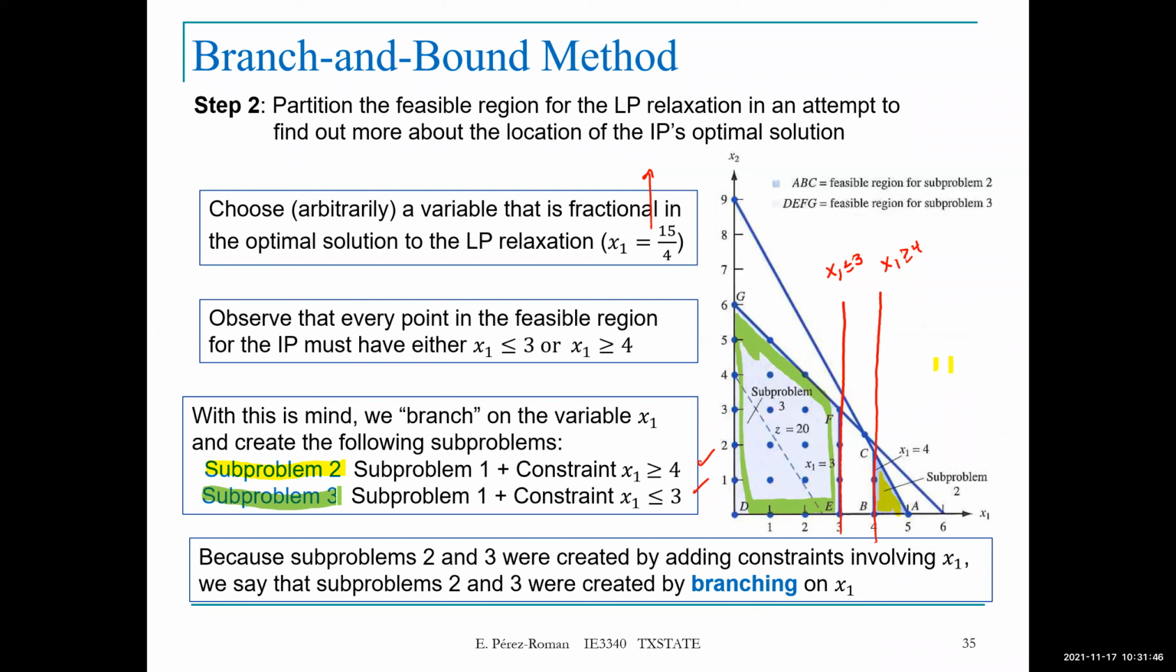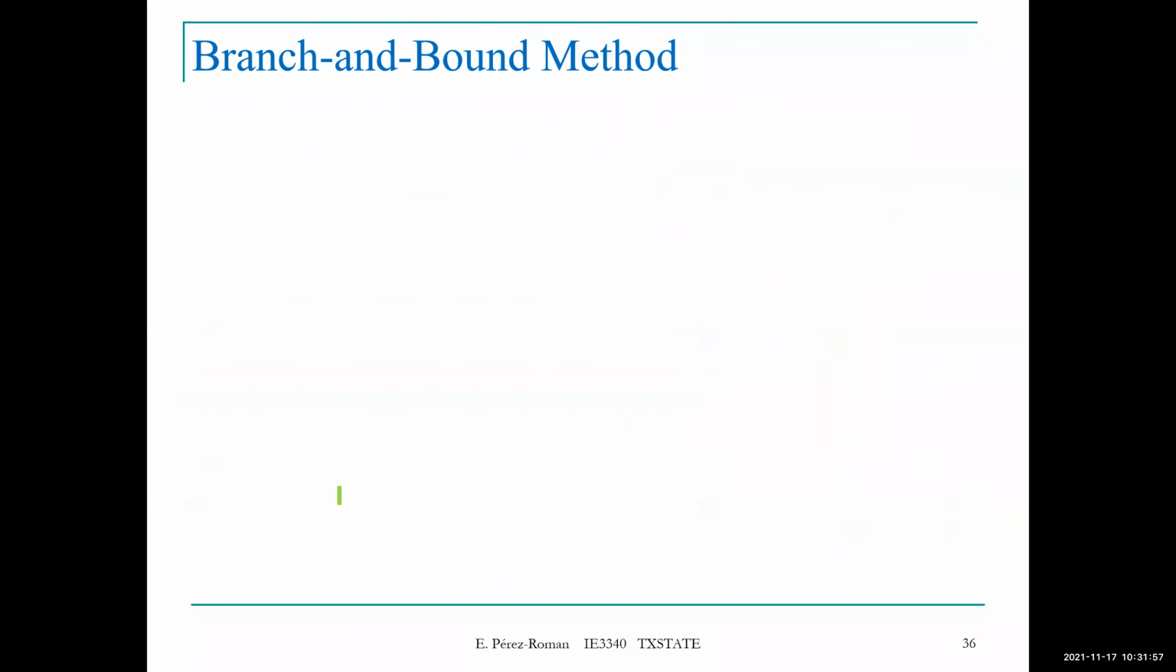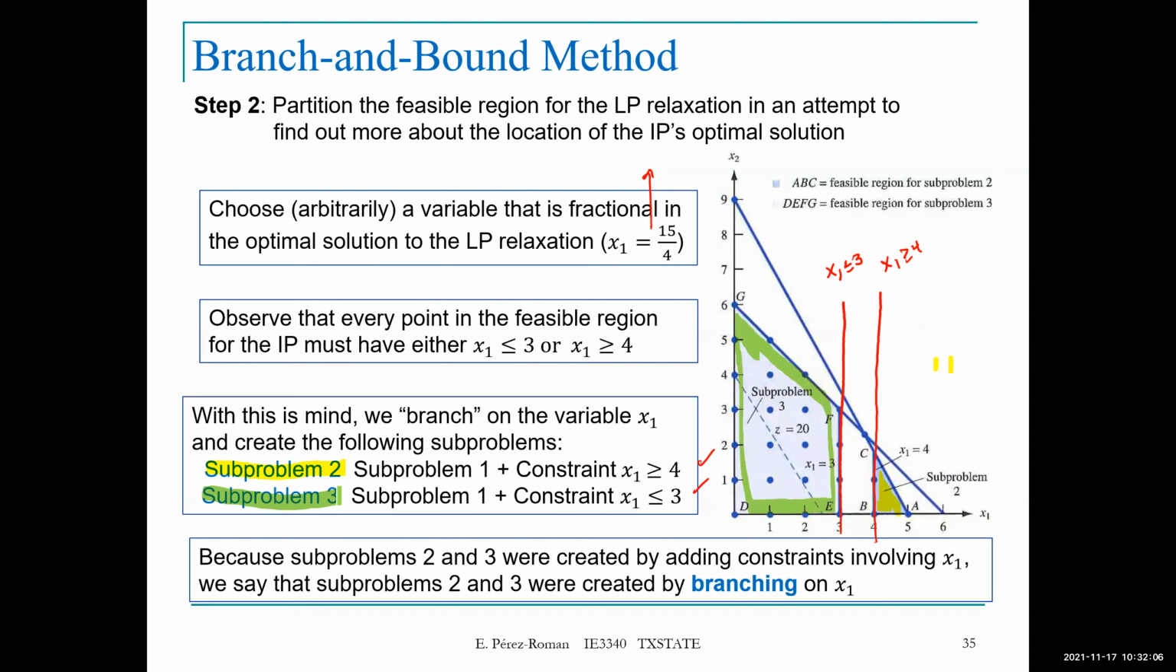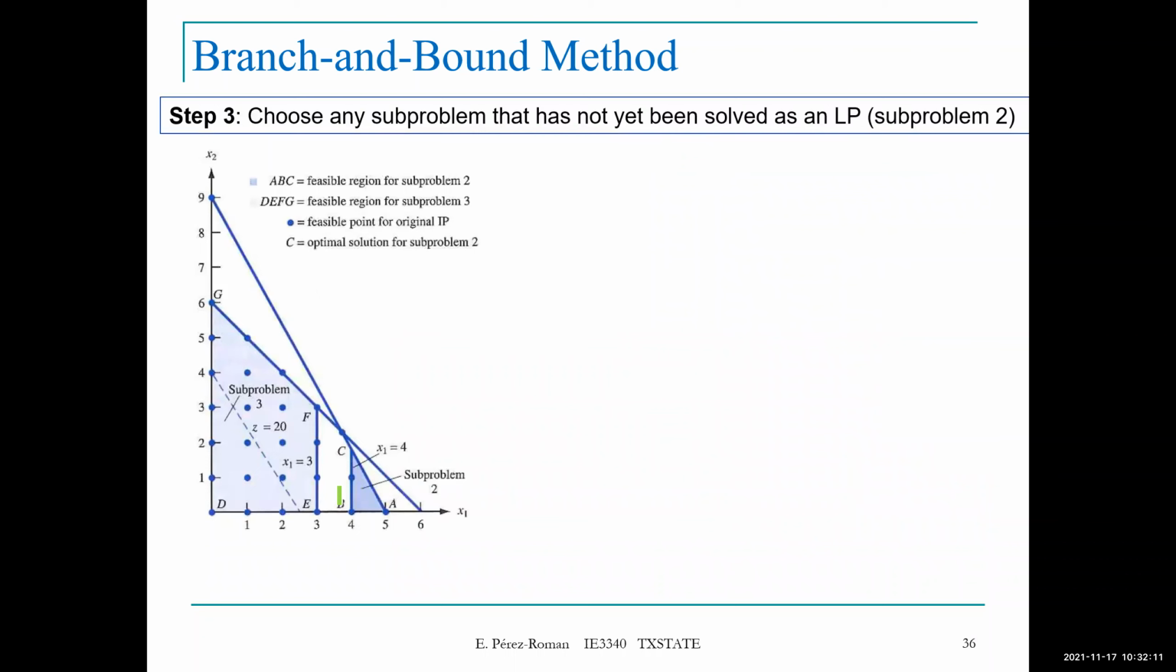Because subproblems 2 and 3 were created by adding constraints involving x1, we say that subproblems 2 and 3 were created by branching on x1. Okay. So step 3 will be to choose any subproblem that has not yet been solved as an LP. So we're going to choose between these two, subproblem 2 and subproblem 3.